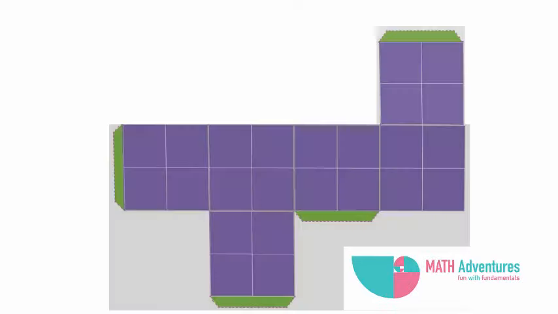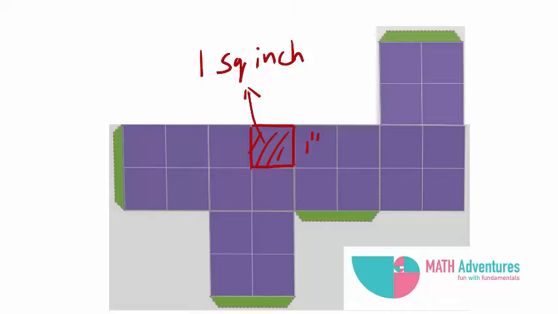Today you're provided with a net of a cube. A net is an arrangement of polygons connected at their edges, all lying in one plane, which can be folded up to make a polyhedron. Look carefully at your net. You will find that each surface is divided into small squares. Let me mark one square for you. The side of each square measures 1 inch. The area of each square measures 1 square inch.